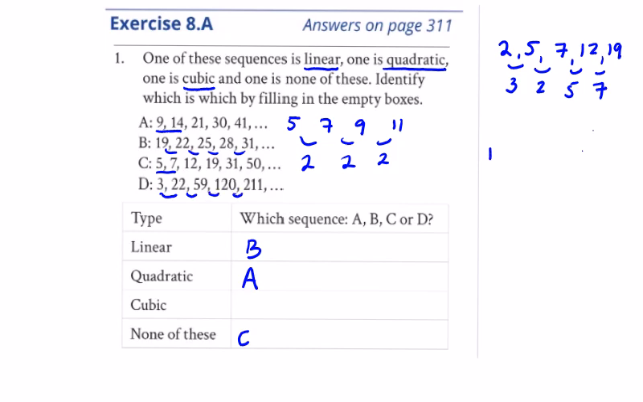And then cubic, we have the differences along here, jumping quite quickly. 3 to 22, we have 19. 22 to 59, it's going to be 37. 59 to 120 will be 61. And 120 to 211 will be 91. Next differences will be 19 to 37, 18. 37 to 61, 24, and 13. We can see here the third difference is 6. So cubic for D, cubic.